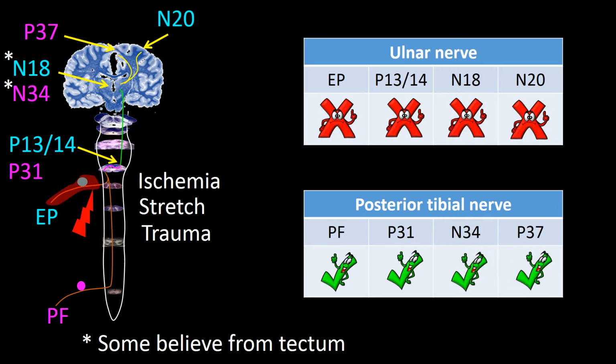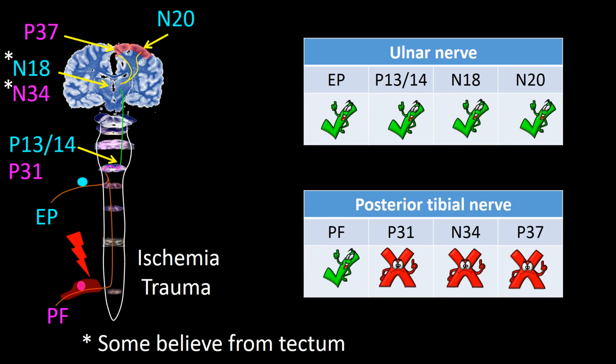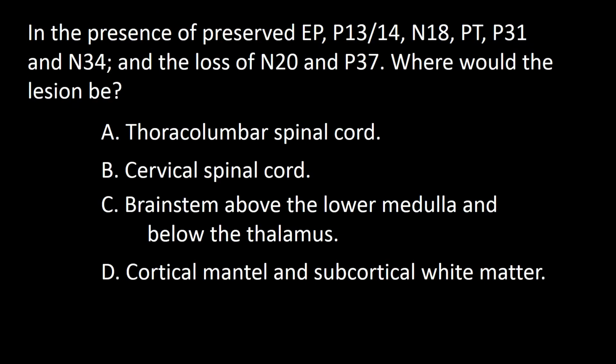Brachial plexus lesion will affect all upper extremity potentials and spare all lower extremity potentials. A lesion in the lumbosacral plexus will produce the opposite pattern, except that the popliteal fossa potential will be present. So the answer to this question is D.